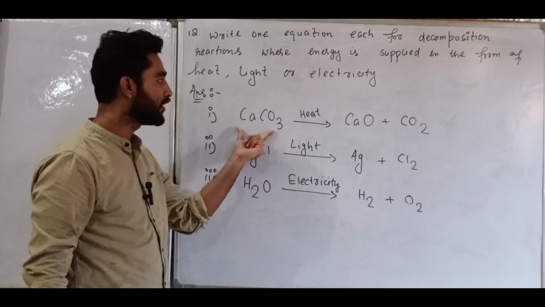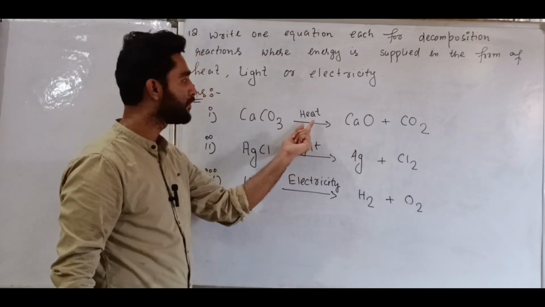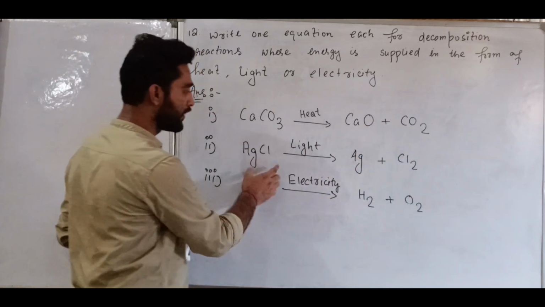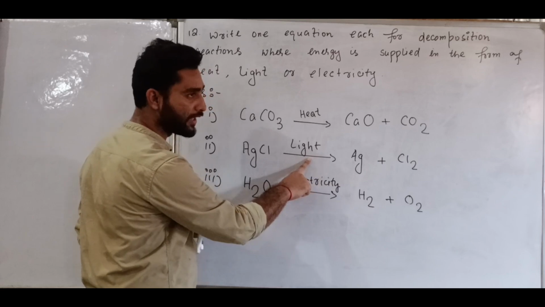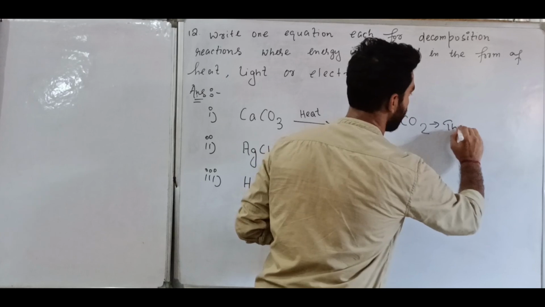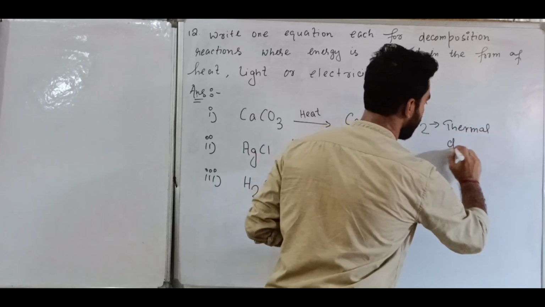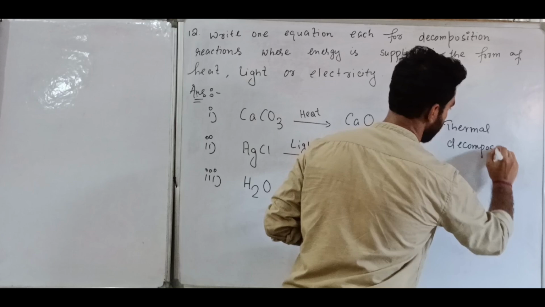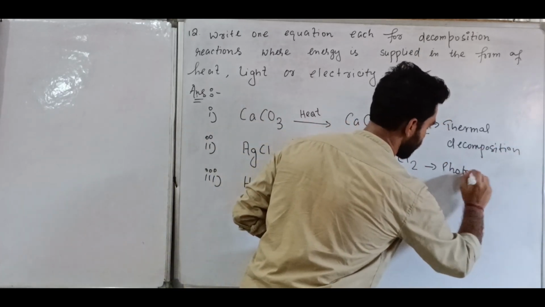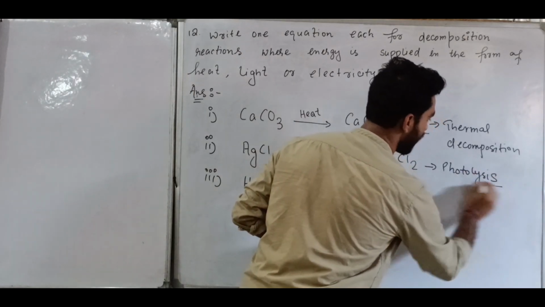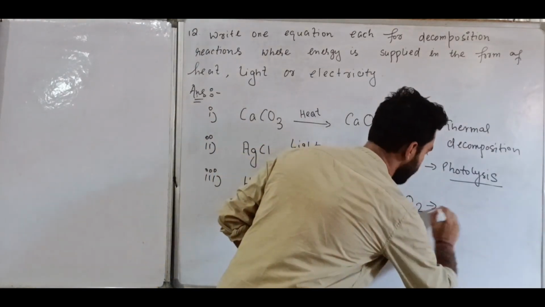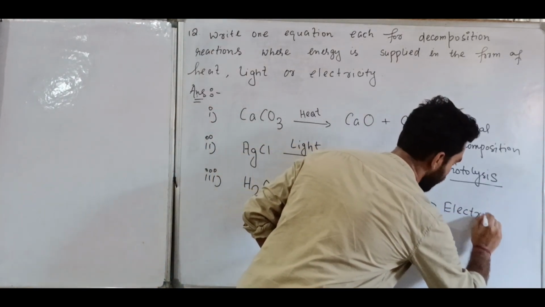So the decomposition reaction where the reactant breaks into products in presence of heat, this kind of decomposition reaction is called thermal decomposition. Next, the decomposition reaction where the source of energy is light, this kind of decomposition is called photolysis. Photo means light and lysis means breakdown. And here the source of energy is electricity. This type of decomposition reaction is called electrolysis.